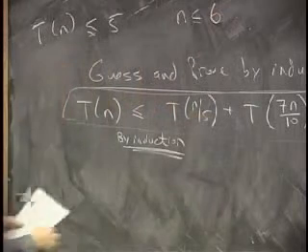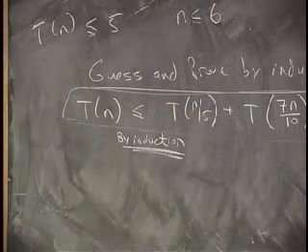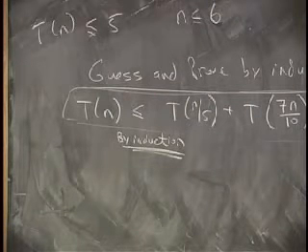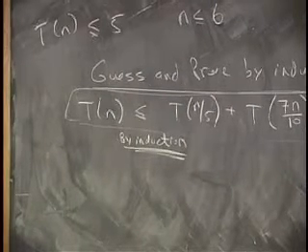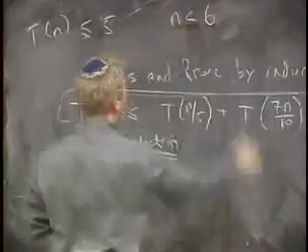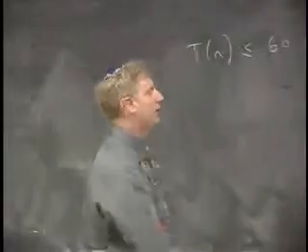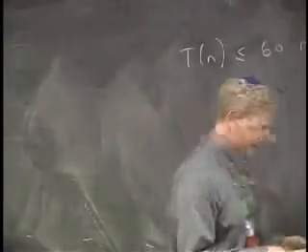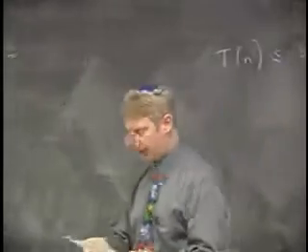And this is part of the definition. This is the algorithm. If it's got 5 or fewer elements, I can do it in 5 steps. You give me 5 or fewer elements, I can do it in 5 steps. Something like that. That's the base case.